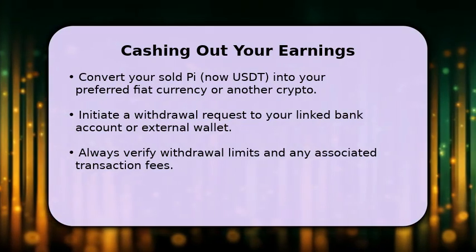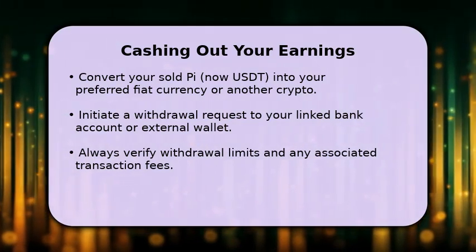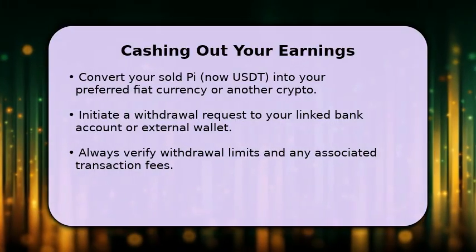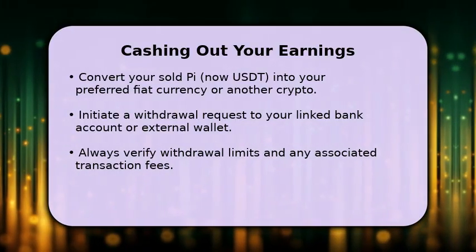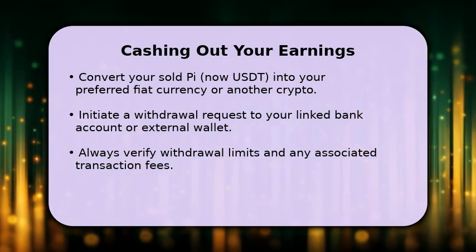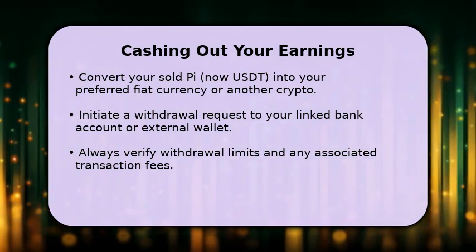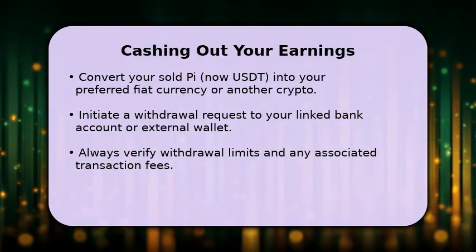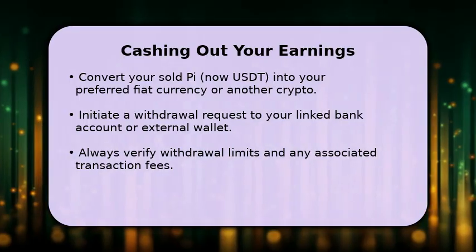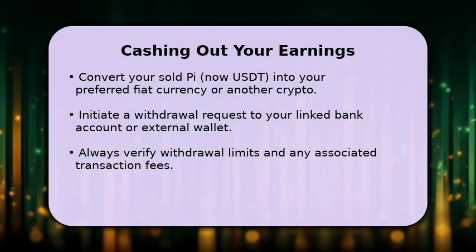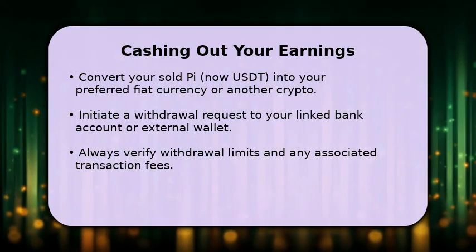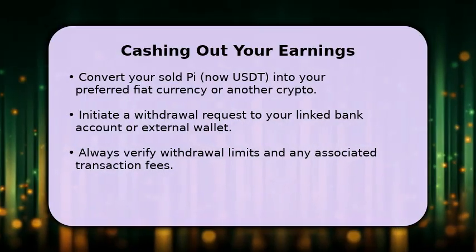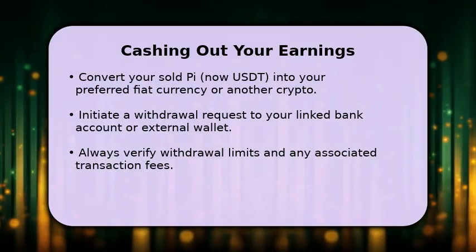After successfully selling your Pi, your funds will typically be in a stablecoin like USD. You can then convert this into your desired fiat currency, such as US dollars, or another cryptocurrency. Proceed to initiate a withdrawal request to your verified bank account or an external crypto wallet. Always double-check the exchange's withdrawal limits and any applicable transaction fees to ensure a smooth and successful transfer of your earnings.